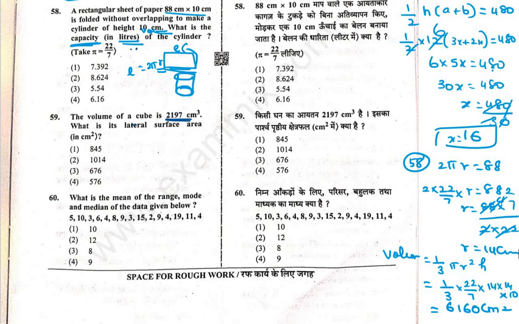And then we have to convert centimeter cube to liter. What is that formula we know? 1000 centimeter cube equal to 1 liter. What about 1 centimeter cube? 1 by 1000 liter. Here we got the answer 6160 centimeter cube. Therefore 6160 divided by 1000 liter. Zero will be cancelled, divided by 100 means 6.16. The answer is 6.16.